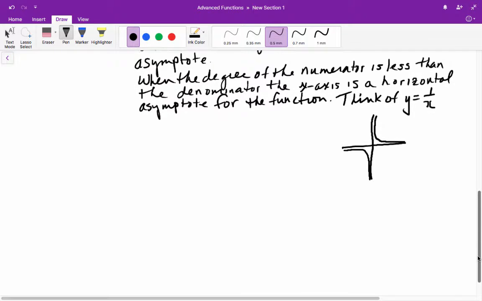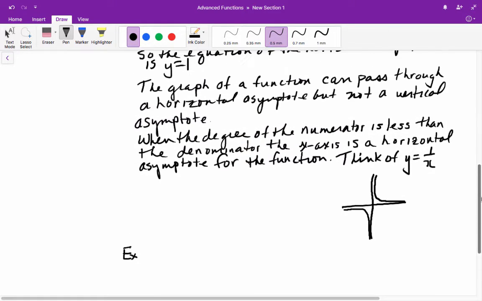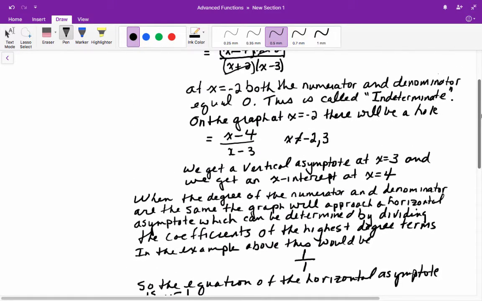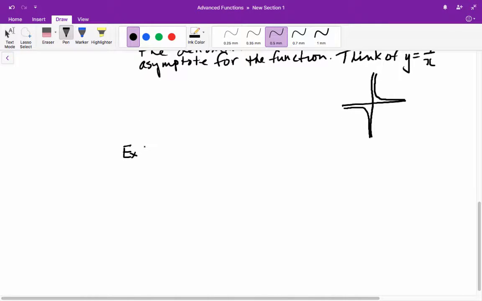The next example is going to demonstrate what happens if the degree of the numerator is 1 greater than the degree of the denominator. So example 3. Graph f of x equals x squared plus x minus 6 over x minus 4.